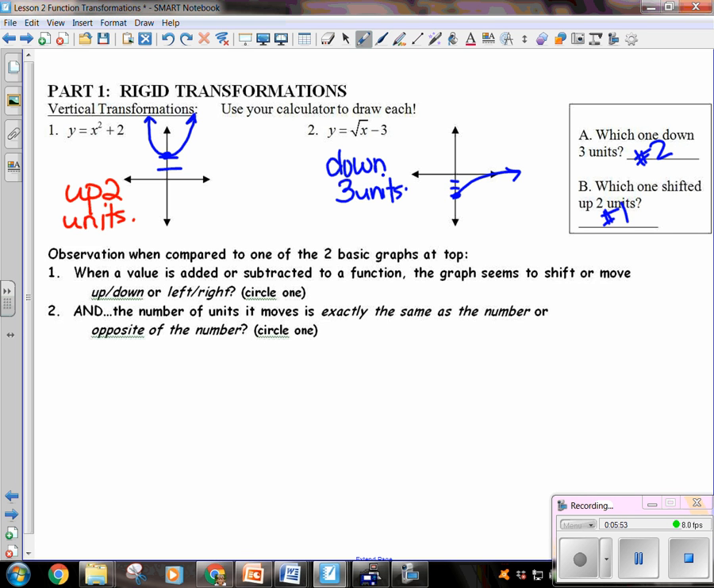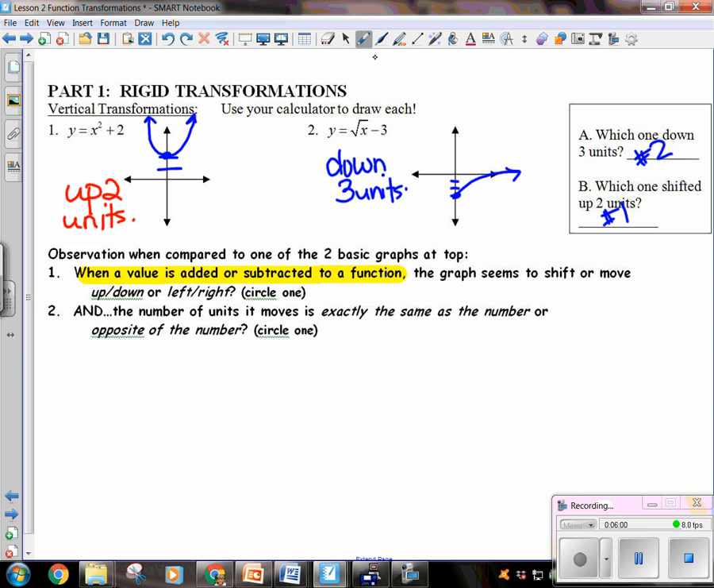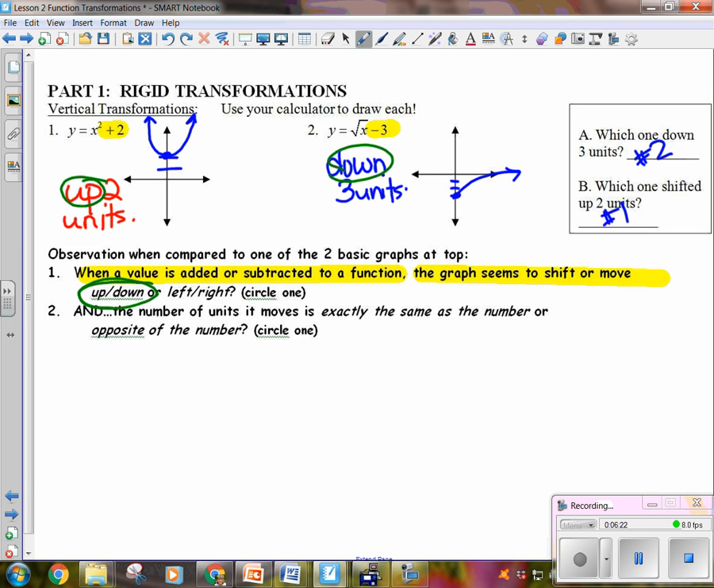Number 1. Now, I want you to pay special attention because it's talking about when a value is added or subtracted to the function. Okay, what that means is, notice that I have plus 2 added at the end. Up here we have minus 3. We're subtracting 3 at the end. The graph seems to shift or move, and this is where you have to choose. Did it go up and down, or did it go left and right? And I think you can see that it went up and down. Okay, so up and down would be what you would circle.